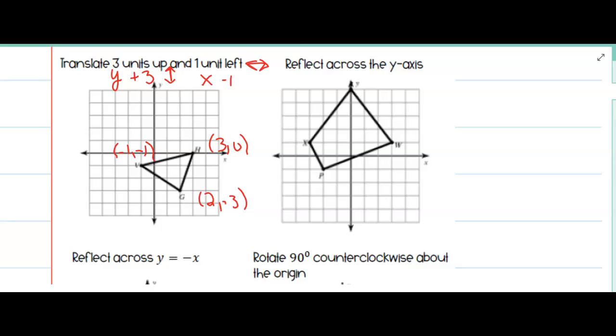Now, since I have the picture, we don't really have to do that. You can just take each of the points, so if I start with V, you can just go 3 units up, 1 unit left, and then you can put that point right there and we'll call it V prime. We do the same thing with H. 3 units up, 1 unit left, that's where H prime is going to be, and then G, 3 units up, 1 unit left, that's where my G prime is going to be. So translations are really pretty simple.